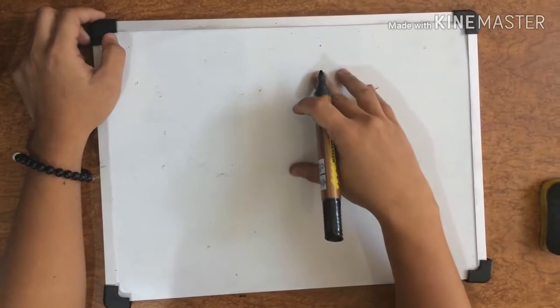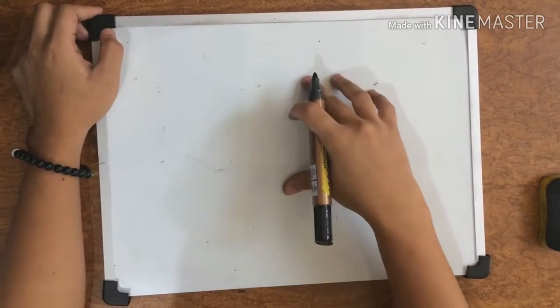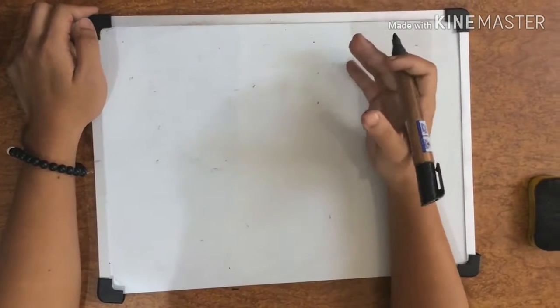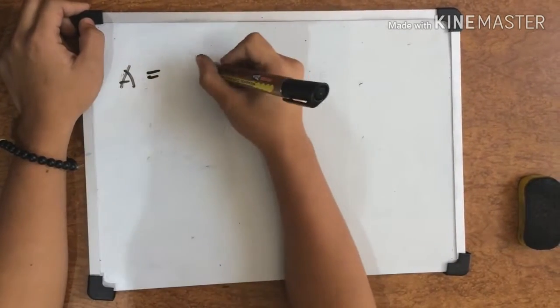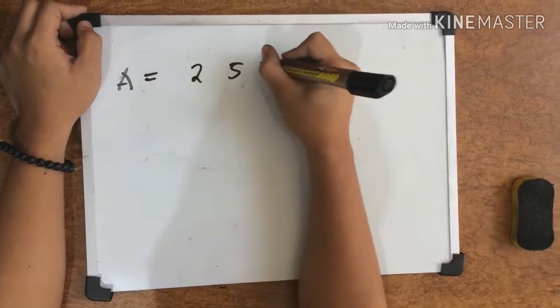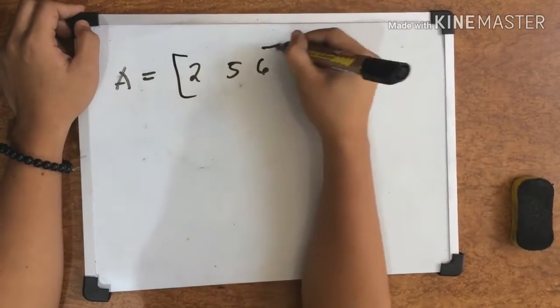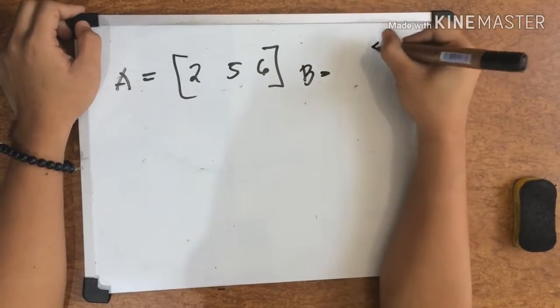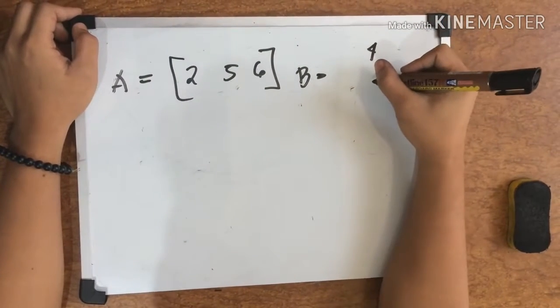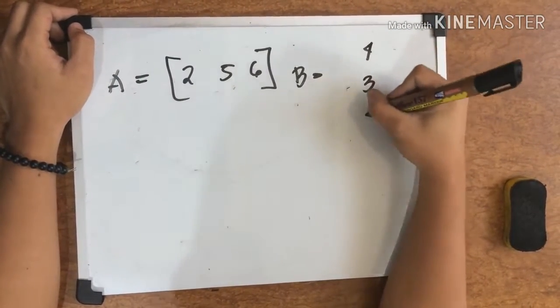Now let us go ahead and multiply matrices. For example, we are given A, which is equal to 2, 5, and 6, and B, which is equal to 4, 3, and negative 5.